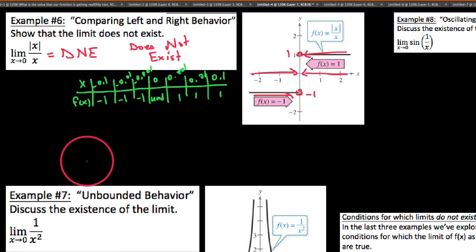Okay? So now taking a look at our next example here, you'll notice that I've labeled this unbounded behavior. And so to be unbounded means to go on forever and ever.